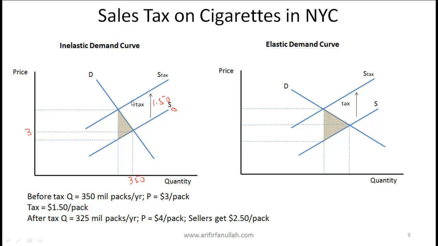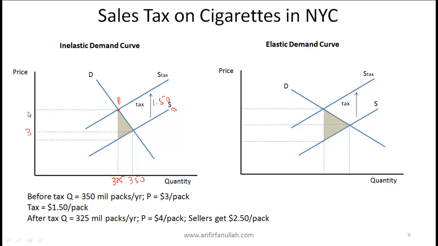With the new supply curve represented by S tax, what is the equilibrium price and quantity? The new equilibrium price and quantity is given by this point over here. Let's call this point B. The new quantity is lower, which is what the government wants. So the new quantity is 325, and the new price is higher, which again is what the government wants. So the new price is $4.